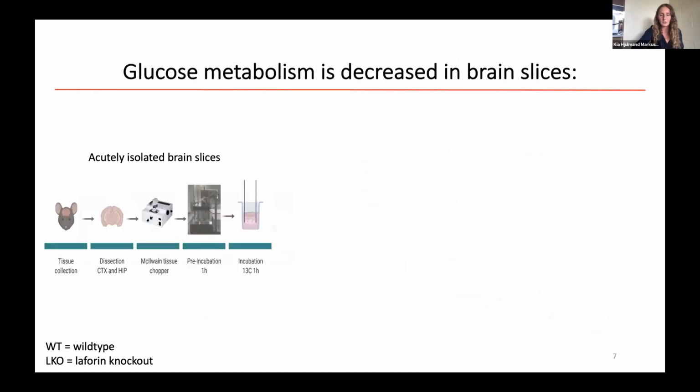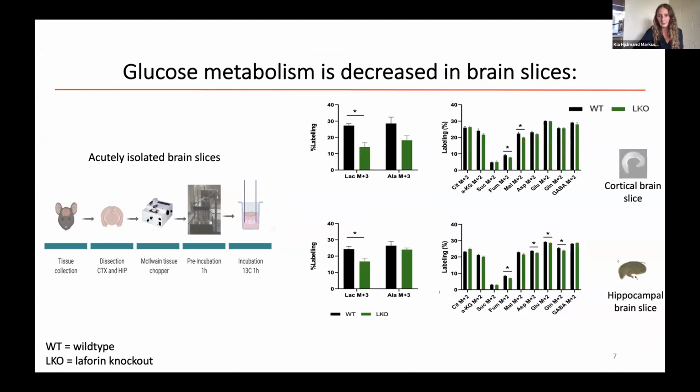So first, we want to look at glucose metabolism in these brain slices. We can cervically dislocate these animals, dissect the cortex and the hippocampus, and use a Magellan tissue slicer to give us these brain slices, and then incubate them with 13C labeled glucose and examine the labeling patterns. Here you have the cortical brain slice on top and the hippocampal brain slice on the bottom. And you see a decrease in glucose metabolism, as decreased lactate and several of the TCA cycle intermediates. Especially here, the hippocampal brain slices appear to be vulnerable.